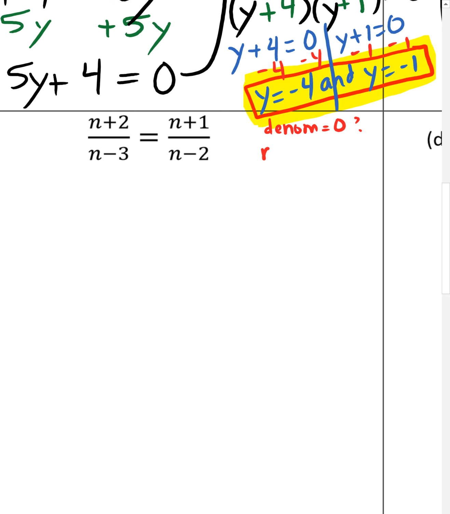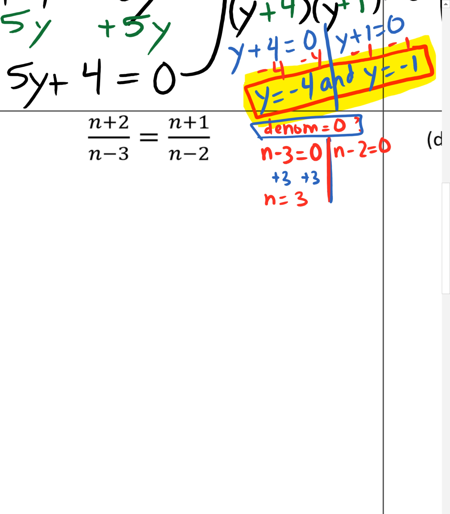So I'm going to take each denominator. The first one's n minus 3. I'm going to see when it's equal to 0. The second one's n minus 2. I'm going to see when that's equal to 0. Let me solve the first one. It is n minus 3. I have to add 3 to the other side to solve it. So I find that n equals 3.